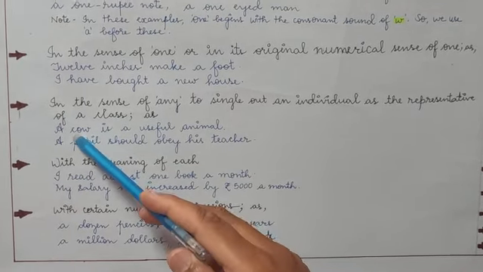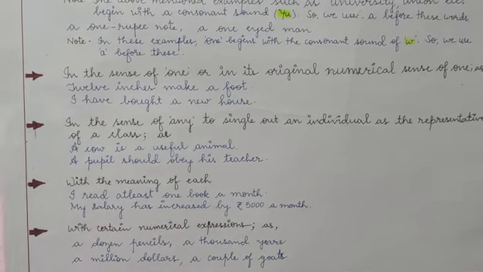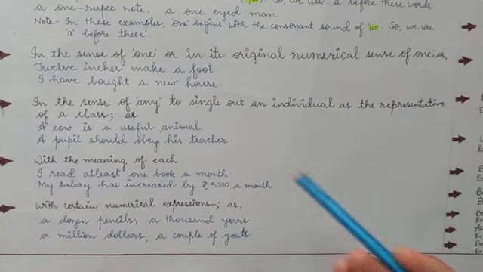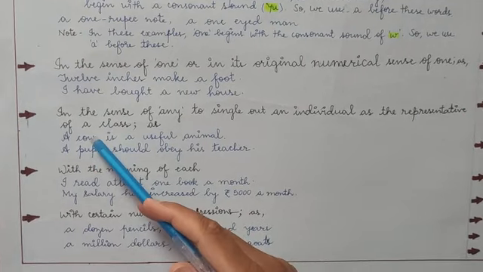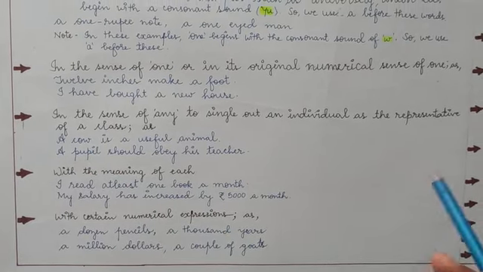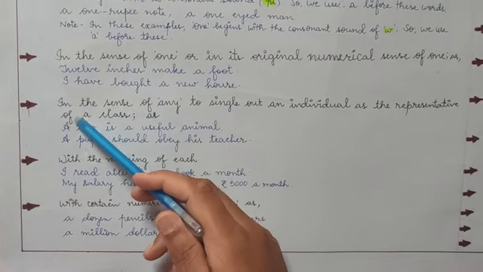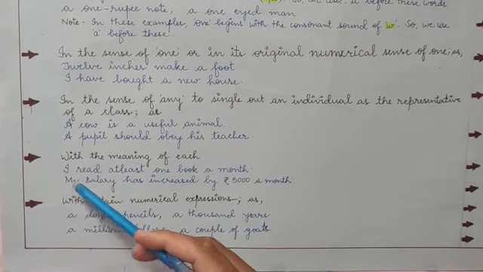So here cow and pupil, these two are individuals, and they are individually representing the class. Understanding? So this is the reason. Before cow, a has been used. Before pupil, a has been used. Next example you see.